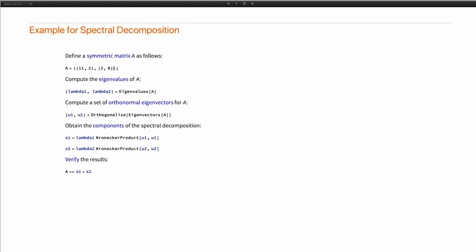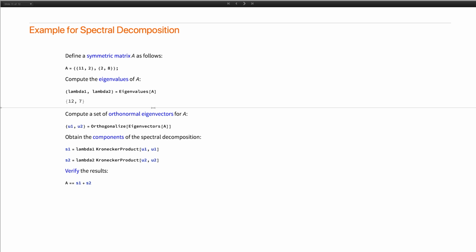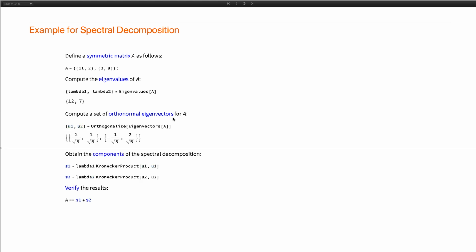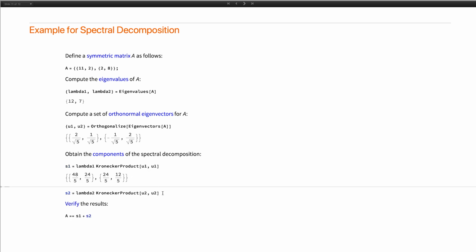So as an example, here is a symmetric matrix A. Work out the eigenvalues, work out the orthonormal eigenvectors. I'm using orthogonalize over here to do that. And then you can do a Kronecker product, like a product of u1, u1 transpose, and it's lambda 1 times that. That's the first component. That's the second component. And now you have the spectral decomposition of A. So you can break up A into simpler parts based on the eigenvalues and eigenvectors.